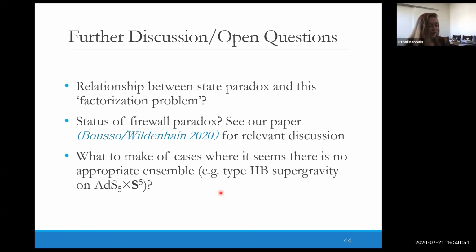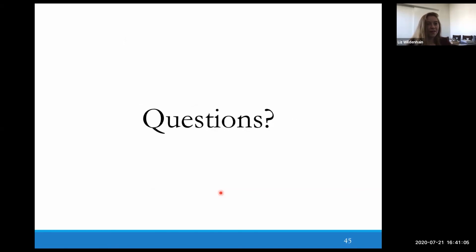Clearly everything hasn't been entirely figured out, but we propose that this resolution does appear to resolve the state paradox. So given these, there are many open questions still, and you may also have some of your own questions. I will now stop and take any questions that you may have. So thank you for the opportunity to speak.